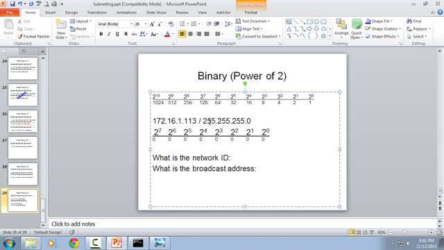Okay, remember 255 converted to binary is all ones. So that's all ones, that's all ones, that's all ones. So the first 3 octets are all ones. You realize that? So what part of the 172.16.1.113 is the network? The first 3: 172.16.1. So it's dot 0. Dot 0. Very good. It's the first number.